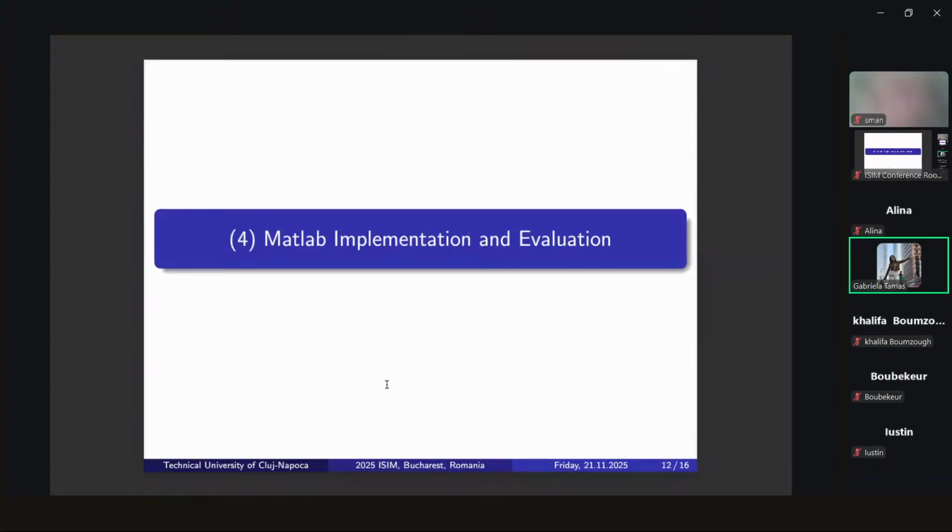Next, we will talk about the main steps of the MATLAB implementation.